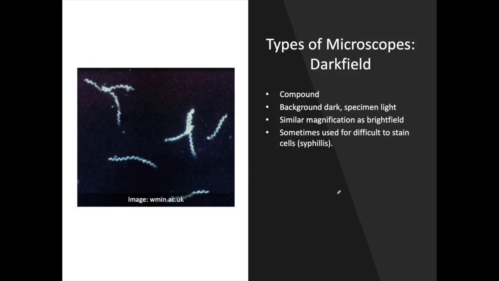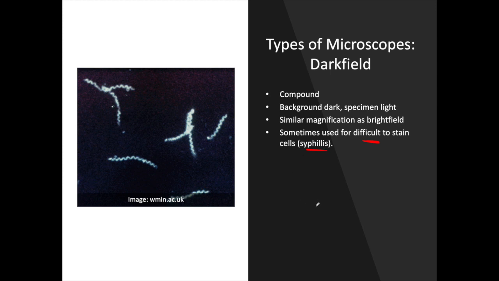Another form of microscopy that's used quite a bit in microbiology as well as in the healthcare field is Darkfield microscopy. Darkfield microscopes usually are just Brightfield microscopes with a special type of filter on them. It has the same magnification range as a light microscope. However, we use Darkfield microscopy for specimens that are really hard to stain. Syphilis is the example we use here. Syphilis does not retain stain very well.